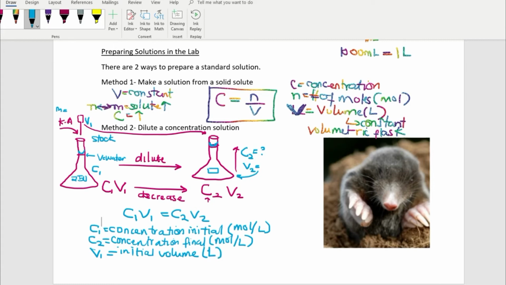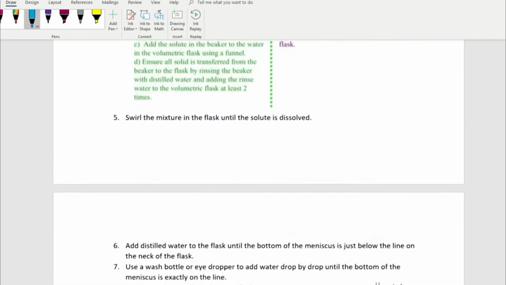And finally, V2 is the final volume of your new solution that you created, which is this particular mark right there, the meniscus line, where you added water to this V1 to make it up to the meniscus line. And this is our final volume, which is measured in liters. So from here on, you can solve this particular problem, all the way down.